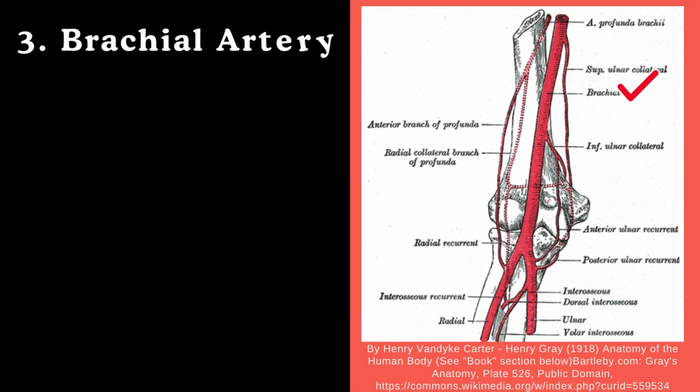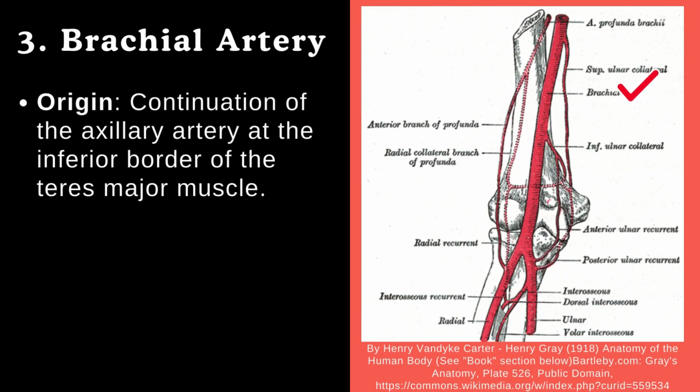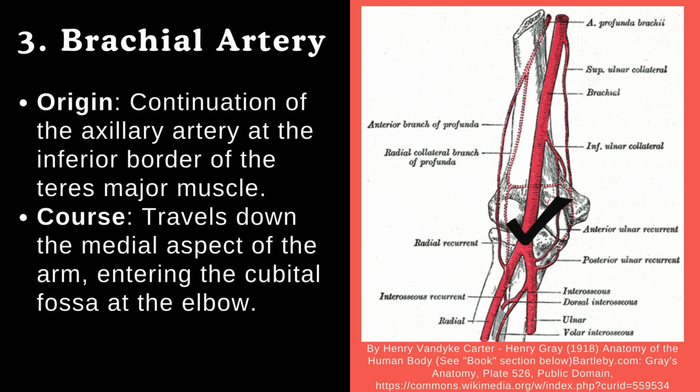Number 3. The brachial artery. Origin: it is the continuation of the axillary artery at the inferior border of the teres major muscle. Course: it travels down the medial aspect of the arm, entering the cubital fossa at the elbow.